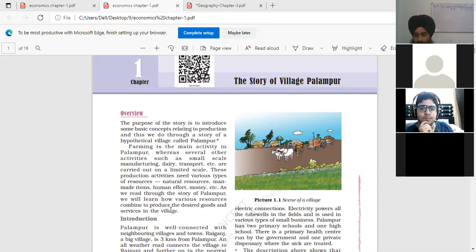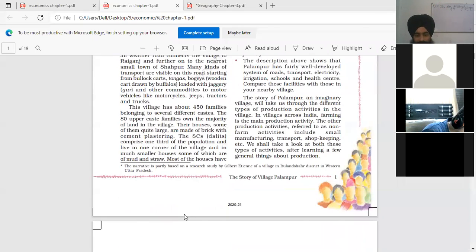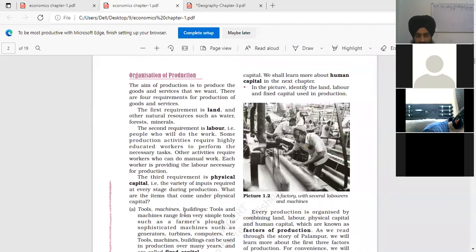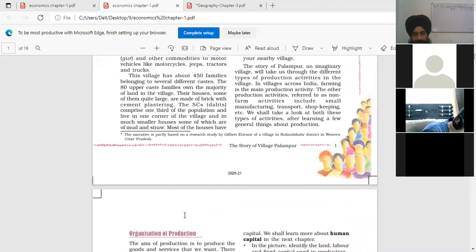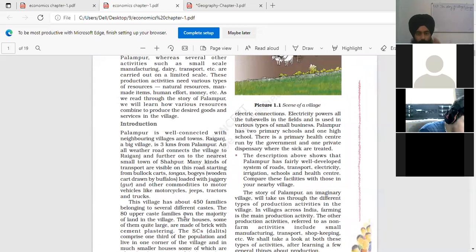Clear? Production is influenced by three factors: land, labor, and capital. Factors affecting production are land, labor, and capital. Before that, let's discuss what kind of specialities exist in the village Palampur.